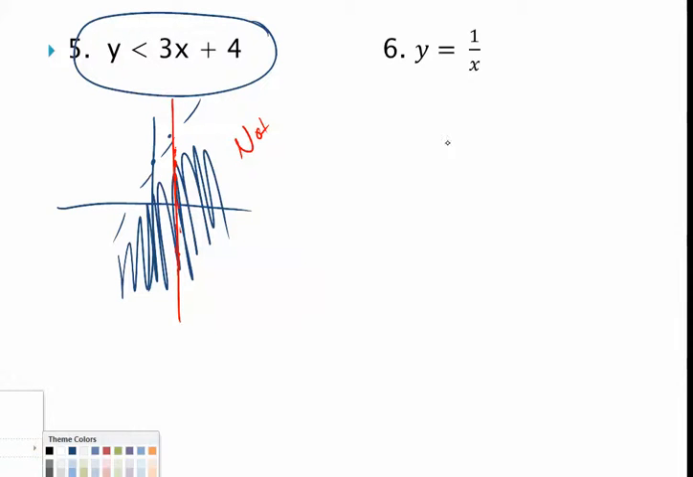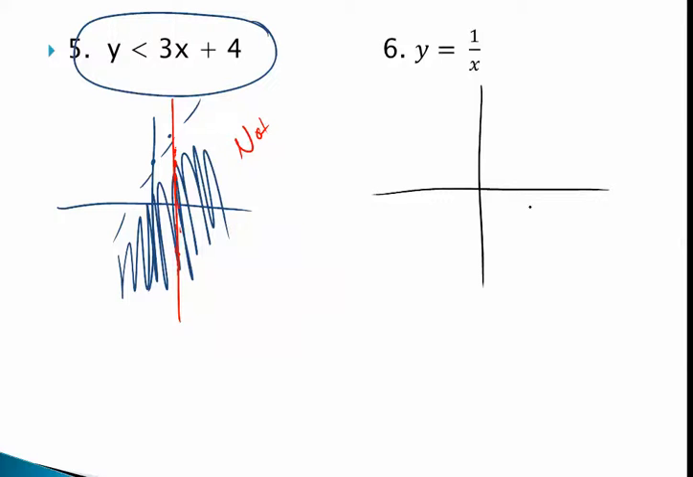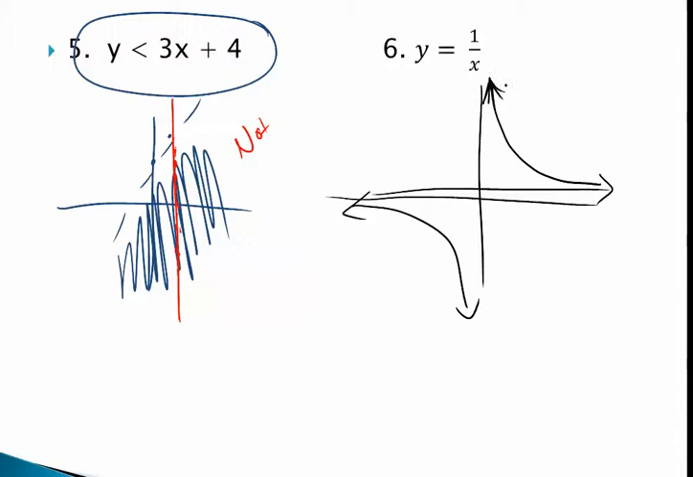And finally, number 6, 1 over x. This is a function, and if you're unfamiliar, you can always use your calculator to look at what that would look like. They have asymptotes right here. This is a rational equation. The asymptotes occur at the axes. As you can see, it will approach but not touch. So it would be a function because it passes the vertical line test.